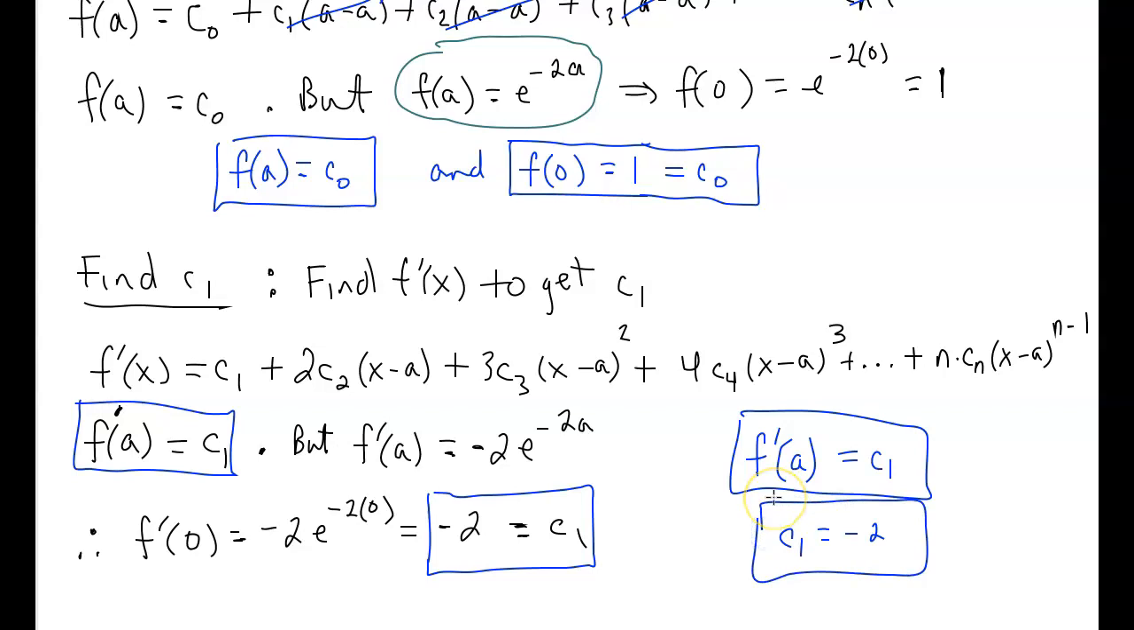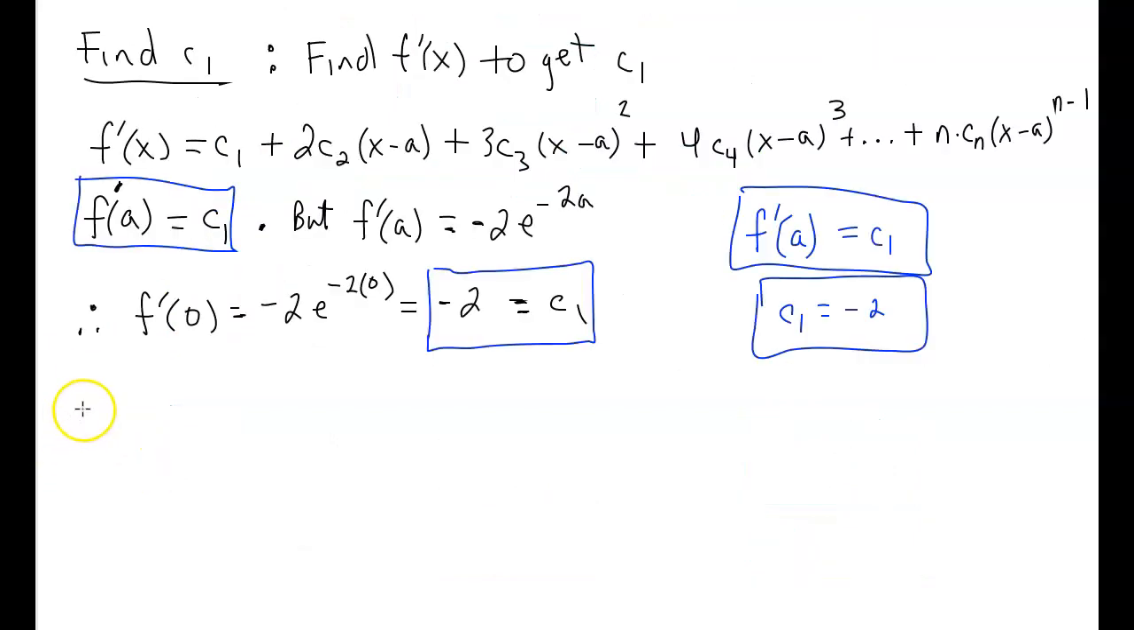All right, so we're going to do this at least 2 more times so that we can see what the pattern is going to be. And then from that, we'll be able to put things together and show you how we can form this polynomial that's going to approximate our function e raised to the negative 2x. All right, so now we are going to find our constant c2. We had to find the first derivative to get c1, so we're going to need to find the second derivative.